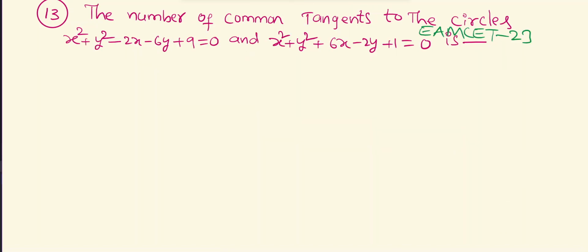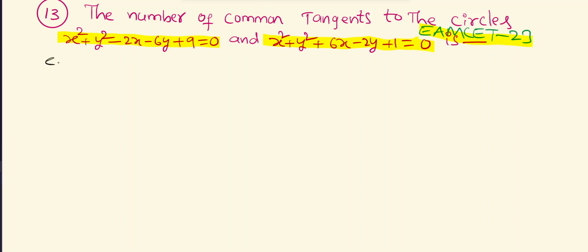This is the next question from circles, EAPCET 23 problem. Here is given: the number of common tangents to the circles x square plus y square minus 2x minus 6y plus 9 is equal to 0, and x square plus y square plus 6x minus 2y plus 1 is equal to 0. Now find the number of common tangents.